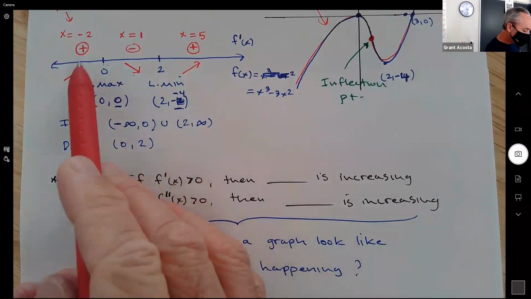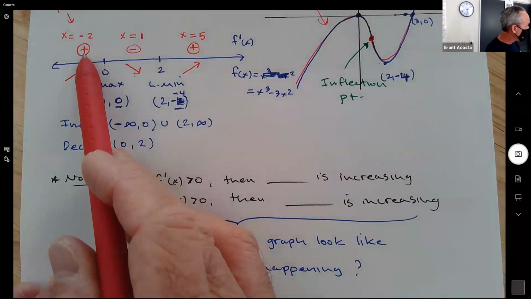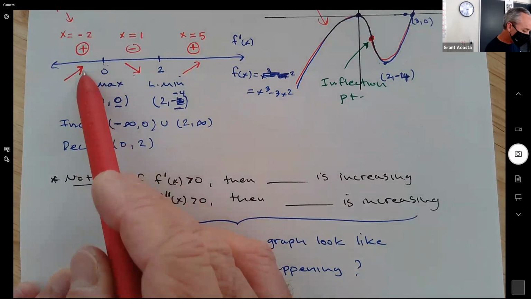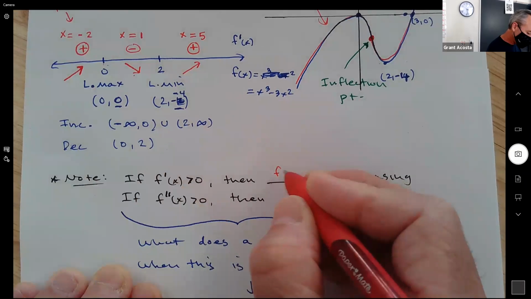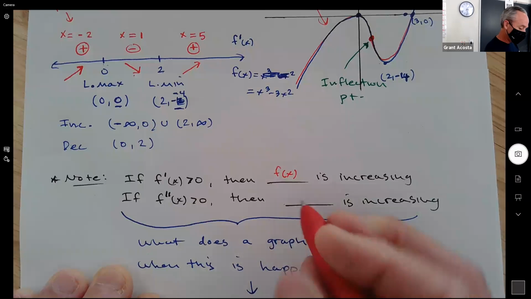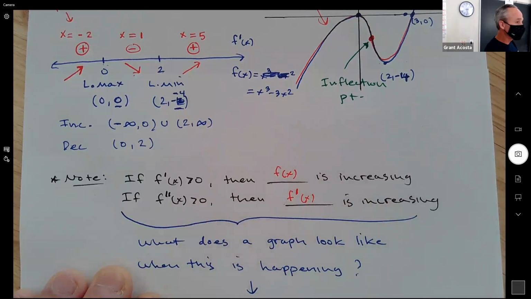What we were just talking about up here is that if my derivative is greater than 0, in other words, positive, right? Who's increasing? If my derivative is positive, we know that f of x is increasing. If f prime of x is greater than 0, then f of x is increasing. Fill in the blank for me then. What do you think it would mean if f double prime of x was greater than 0? Then who should be increasing? How many people see the logic in saying that would be f prime of x is increasing, right?